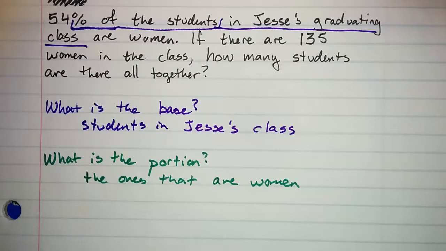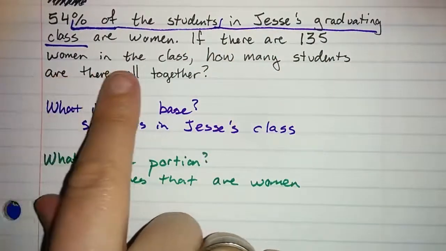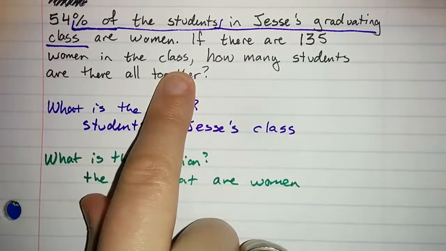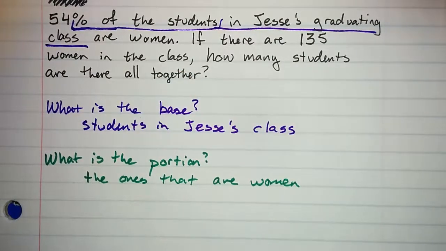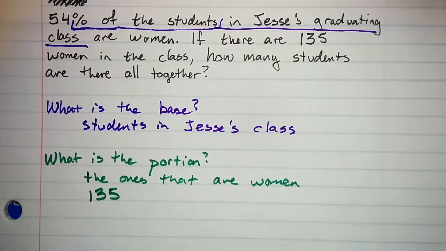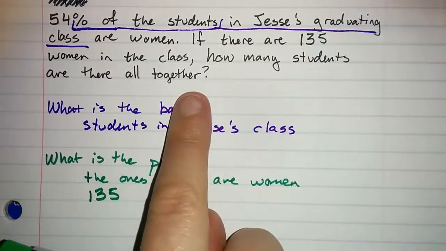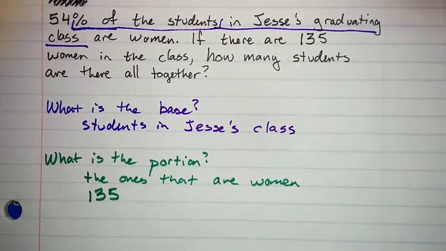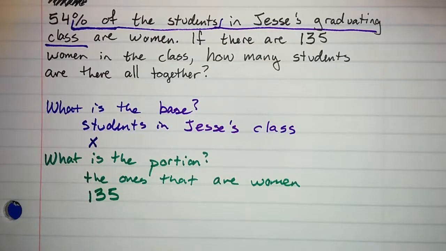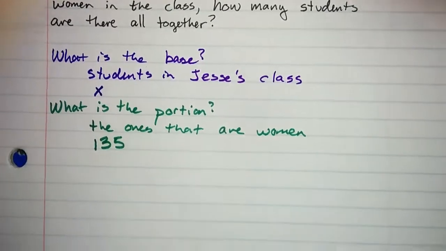Let's put numbers to these things now. So the story says there are 135 women in the class. So the ones that are women, they number 135. And the question is, how many students are there altogether? So how many students are there in the whole class? What we're looking for is the base. Now we're ready to set up a percent proportion. Before we answered these questions, we were not ready for that.